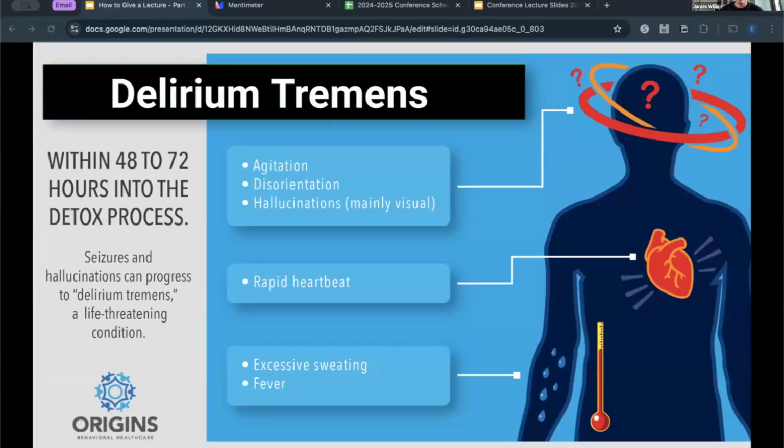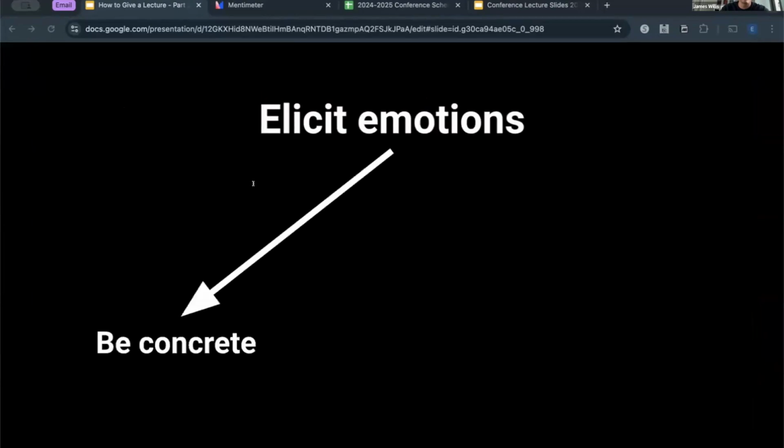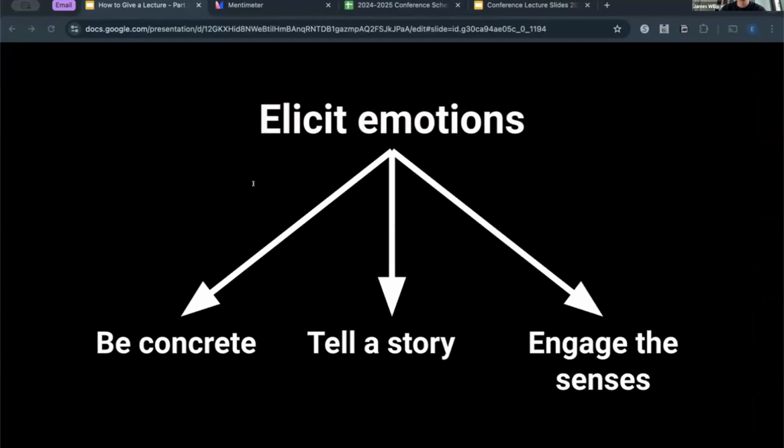So again, you get the same idea across, but you're at least trying to get people's buy-in by having them put themselves in the scenario that you were in. You're trying to elicit the emotions, trying to describe the scene as concretely as possible. All right, so to recap, tip number 2: be concrete, tell a story, and engage the senses to really try to drive engagement with the audience.